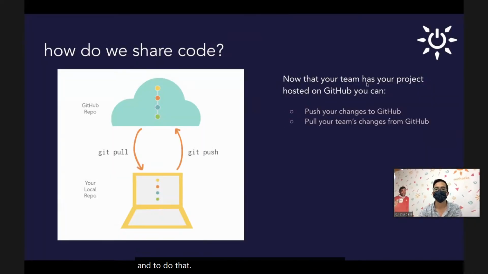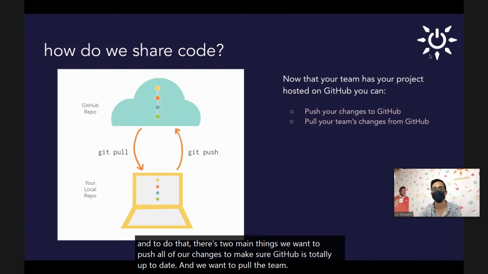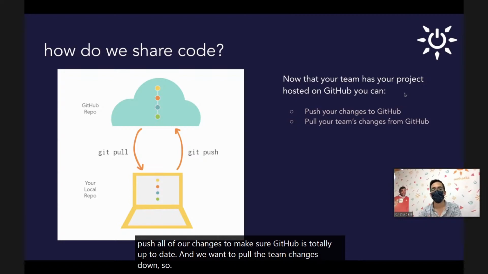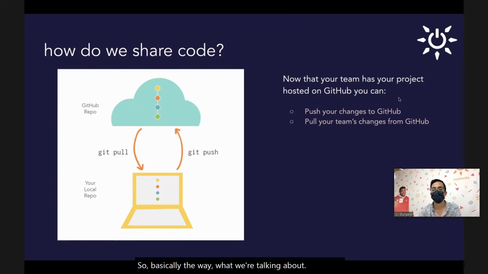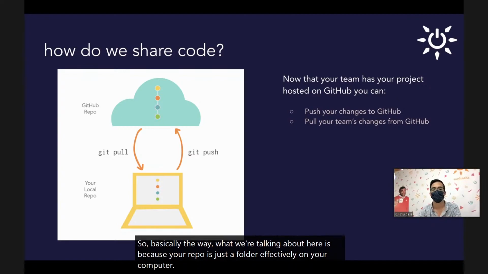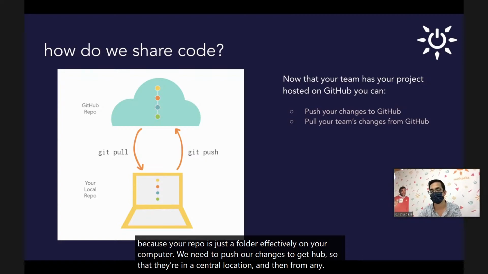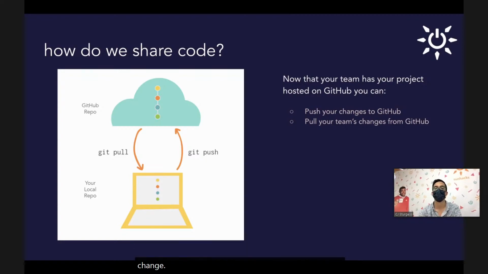And to do that, there's two main things. We want to push all of our changes to GitHub, make sure GitHub is totally up to date, and we want to pull the team's changes down. So basically what we're talking about here is because your repo is just a folder effectively on your computer, we need to push our changes to GitHub so that they're in a central location. And then from any other computer, you can pull those changes back down to update your local copy.